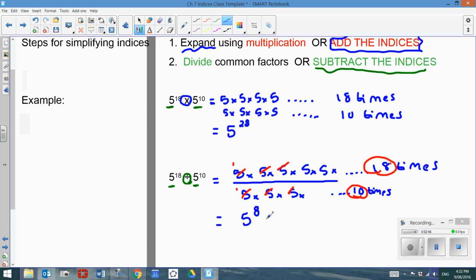So a faster way to do this, instead of having to expand and reducing by common factors, I can just notice that 18 and 10 are going to leave me with 8. So another way to do that is by subtracting the indices. 18 minus 10 leaves me with 8.